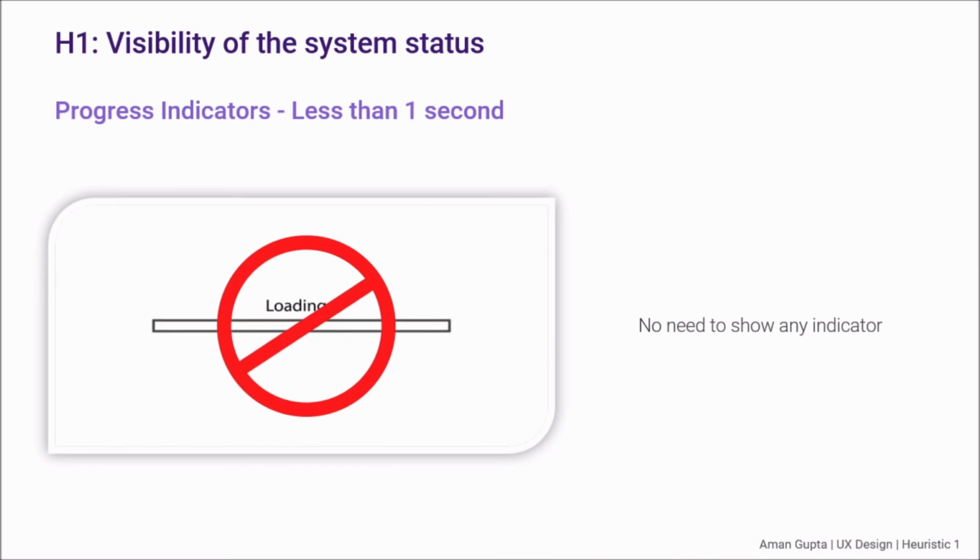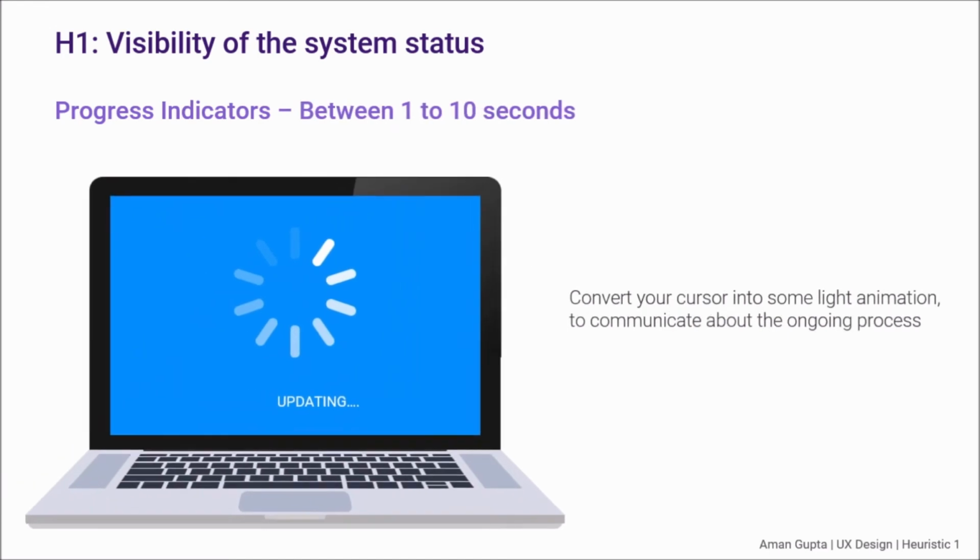In the first case, where the system takes less than 1 second, there is no need to show any indicator as the delay won't be noticed by the user. In the second case, when the wait time is between 1 to 10 seconds, convert your cursor into some light animation. Something like this to communicate about the ongoing process to your users.